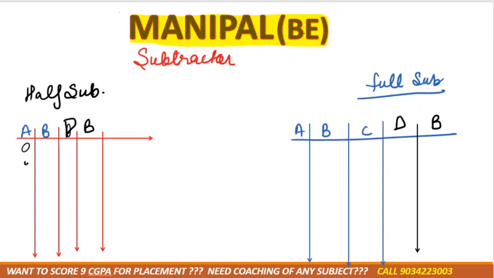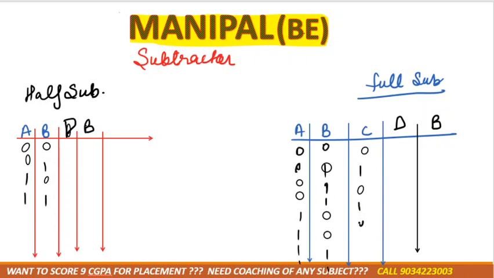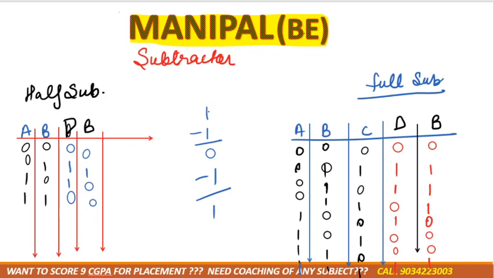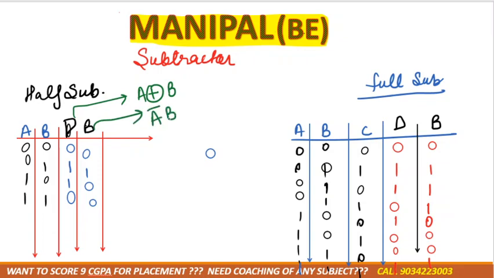So do it. 2 times 0, 2 times 1, 0, 1, 0, 1. And for this one, 4 times 0, 4 times 1, 1, 2 times 0, 2 times 1, 0, 1, 0, 1. Now complete the table. So this is the table, and then we'll again get it from the K map. Okay, so I'm telling you that the direct expression for the difference would be A exor B, and for the borrow, A bar B. Okay, this is for the half.